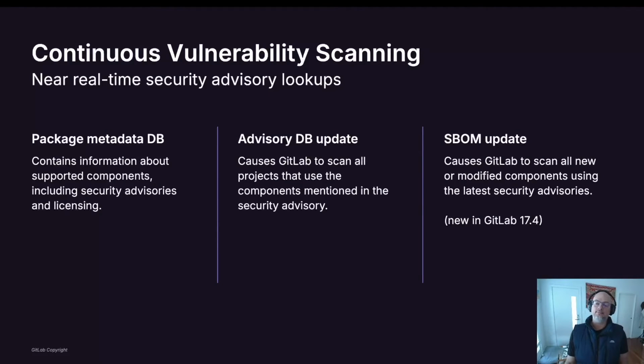Continuous vulnerability scanning, or CVS for short, has been generally available since GitLab 17.0. CVS relies on something called Package Metadata Database, or PMDB for short. This database contains information about public packages such as names, versions, license, and more importantly, security advisory information.